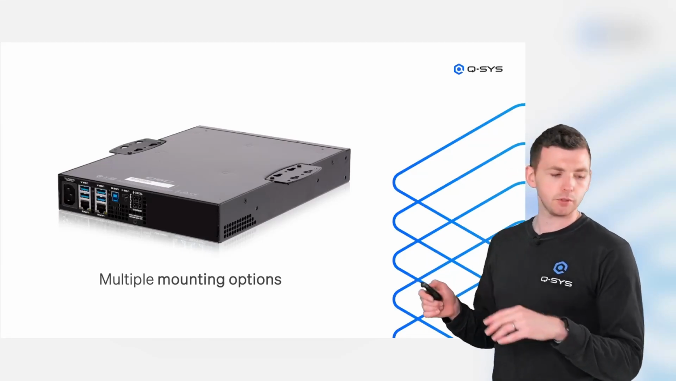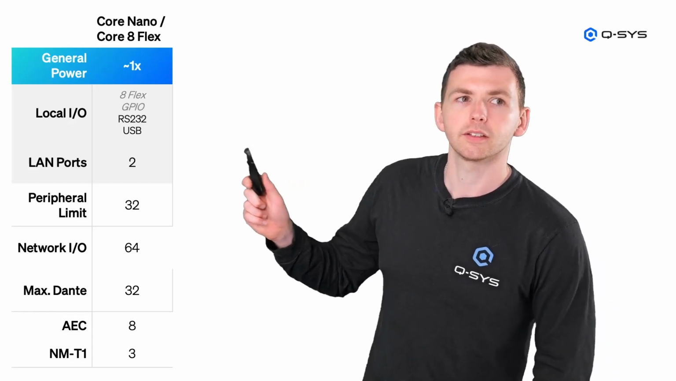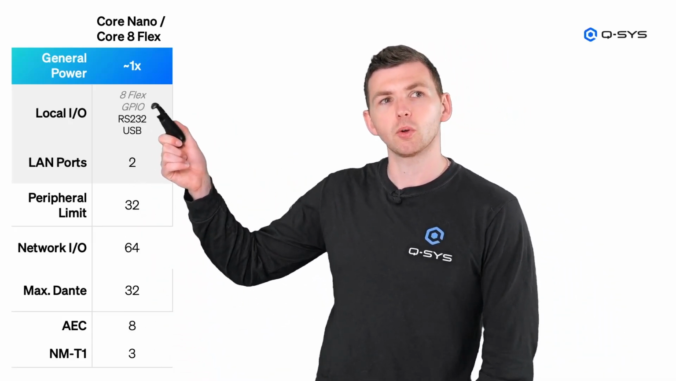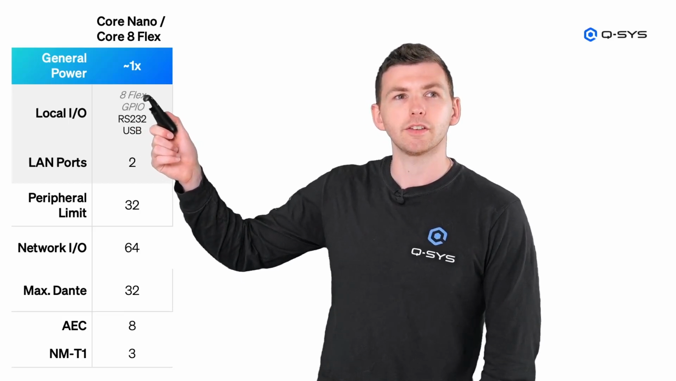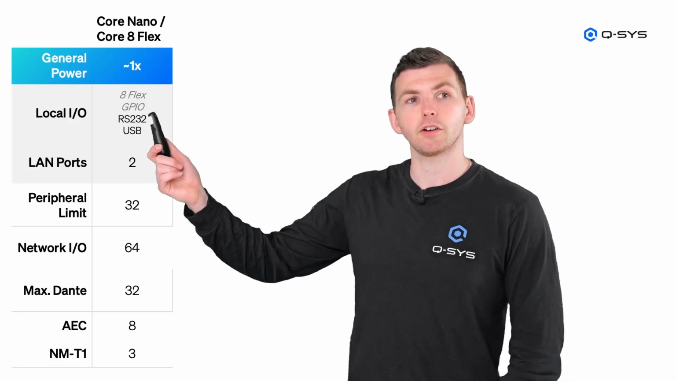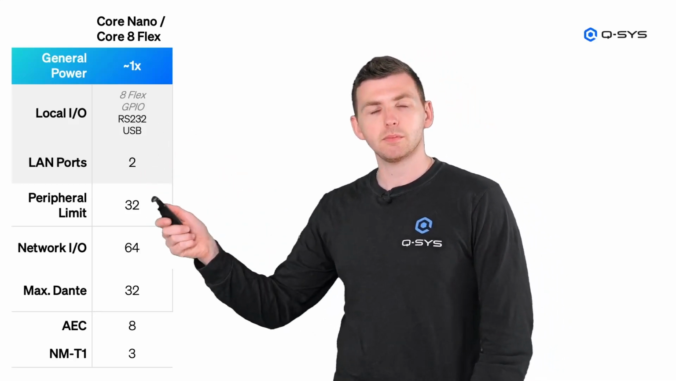Let's just look at some numbers for this core right now. So if we look here, Core Nano or Core 8 Flex, same in almost every regard, except if you look at the local I/O, we can see that the 8 flex channels and GPIO are available on the Core 8 Flex. But they both have RS-232 and USB. Both have 2 LAN ports. Now, here's some interesting stuff.